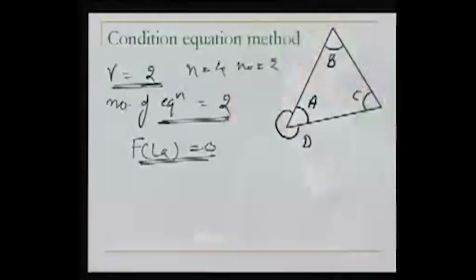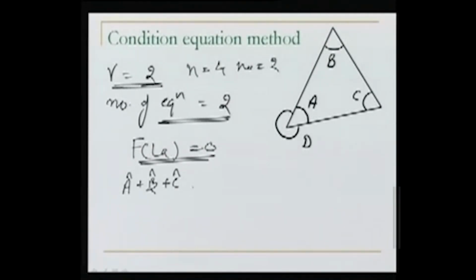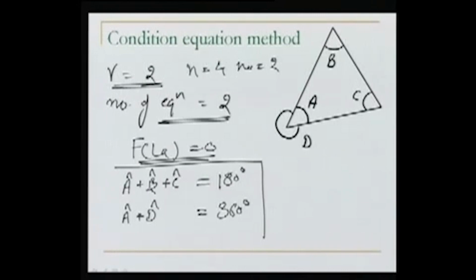How can we write that? Well, first one, A hat plus B hat plus C hat. These are the adjusted observations of these 3 angles. It should be 180 degrees. And the second one we can write as A hat plus D hat is 360 degrees. So these are the 2 basic conditions. We cannot write any other independent condition in this case.